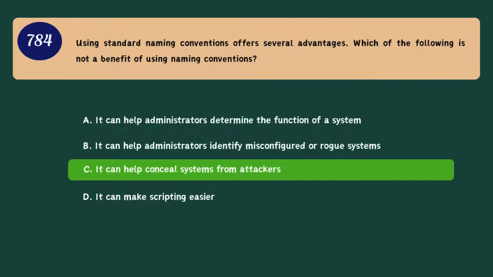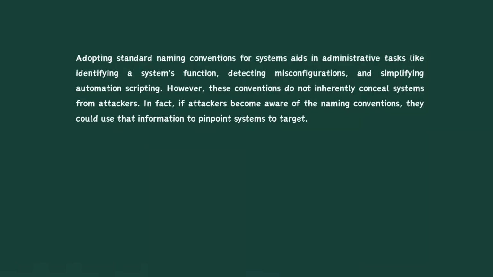Correct answer. It can help conceal systems from attackers. Adopting standard naming conventions for systems aids in administrative tasks like identifying a system's function, detecting misconfigurations, and simplifying automation scripting. However, these conventions do not inherently conceal systems from attackers. In fact, if attackers become aware of the naming conventions, they could use that information to pinpoint systems to target.